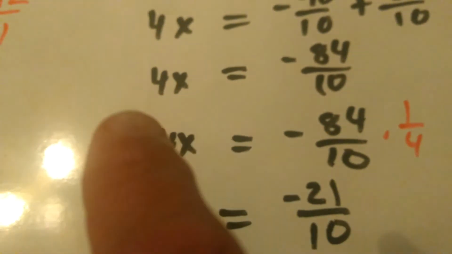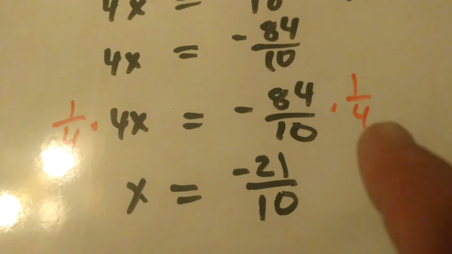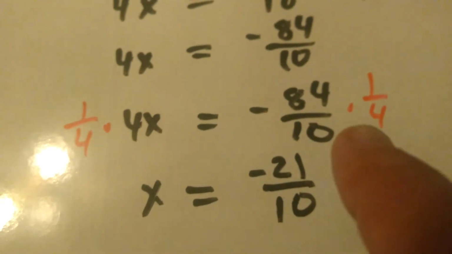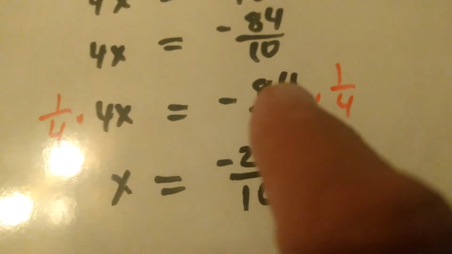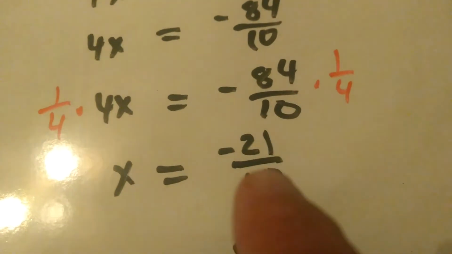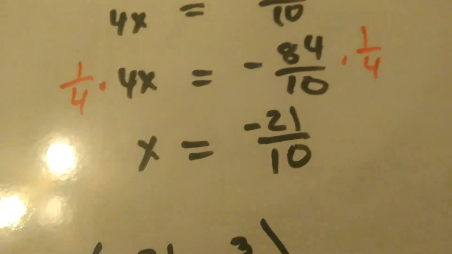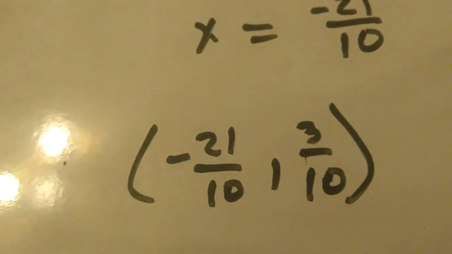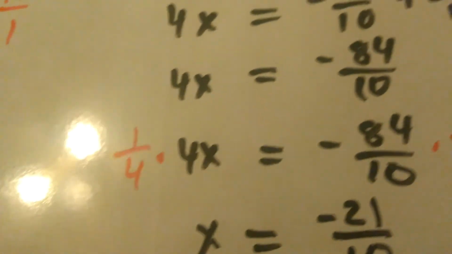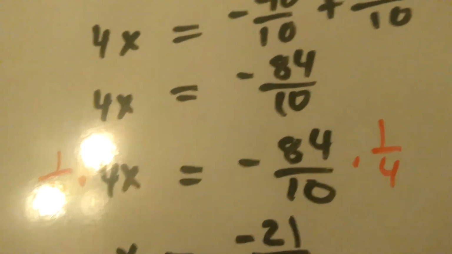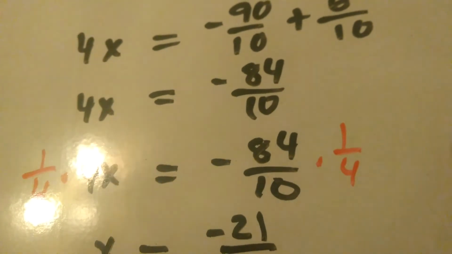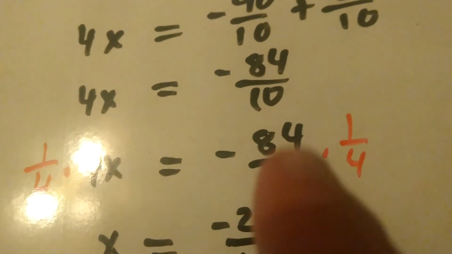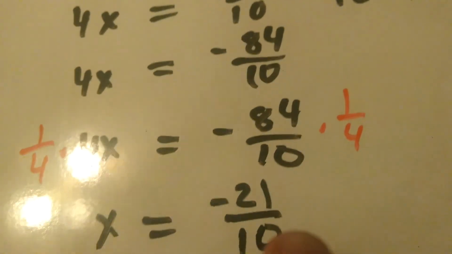I'm going to move that 4, so I'm going to multiply both sides by 1/4, which now gives me negative 84 over 40, or another way to do this is if 84 divided by 4 is 21, so I get negative 21/10. So I get the ordered pair of negative 21/10 for x, 3/10 for y. Just remember, multiple ways to do these particular problems. I could have just as easily multiplied this by 10 by 4 and got 40, and then reduced the fraction 84 over 40 and got 21/10.